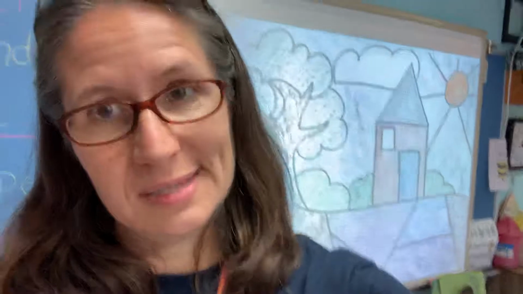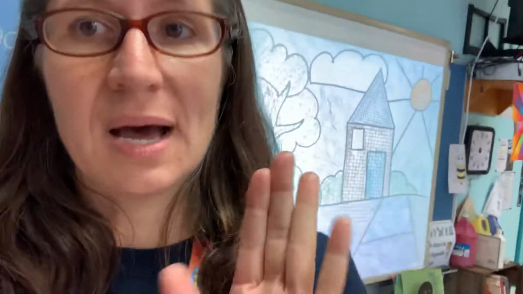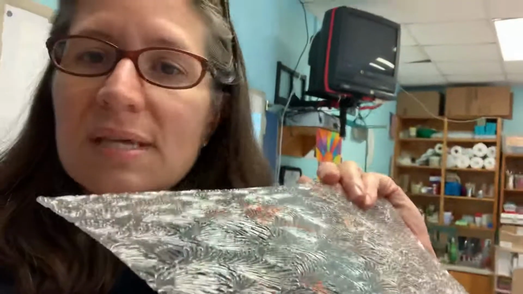Now what we're going to be using today, and I don't want you to touch yet. You can touch in a little while, but not yet. We're going to be using these texture plates today. And remember when we had leaves and we put the leaves under our paper and we were able to scribble on top and get the texture of the leaves? We're going to do the same thing with a texture plate, okay?